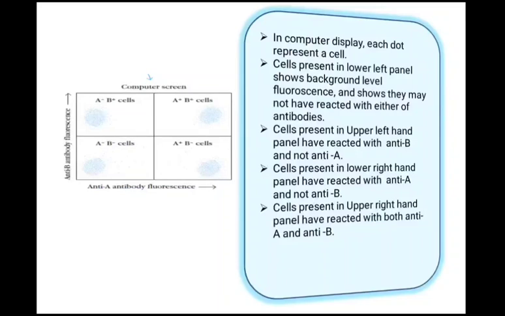Then in the upper left hand panel we can see A minus B plus cells. So the fluorescence is because of anti-B antibody, and anti-B antibody has reacted with B antigen present on the B cell. So only A minus B plus cells. In the lower right hand panel we have got fluorescence only because of anti-A antibody. So we have A plus B minus cells, and the upper right hand panel has both anti-A and anti-B detected. So we have A plus B plus cells. In this way we can interpret the data.